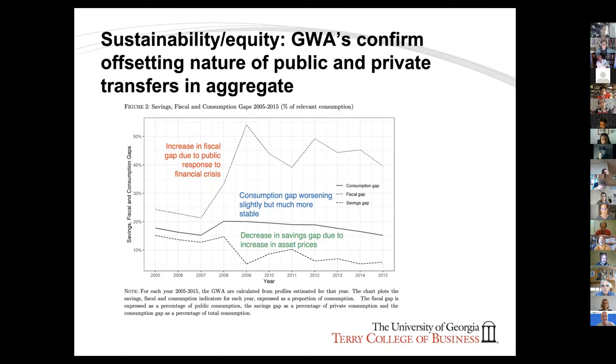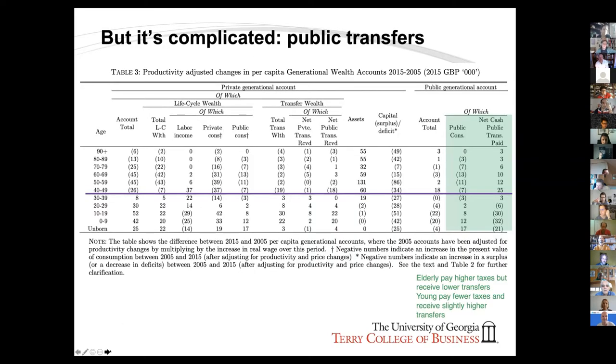Now these are relative to different measures. The one is expressed as a percentage of public consumption. The other one is a percentage of private consumption. So don't be too alarmed when you see that the consumption gap worsens slightly, but is actually very stable over the period, and in fact ends the period almost exactly where it began. So that's the very overall picture.